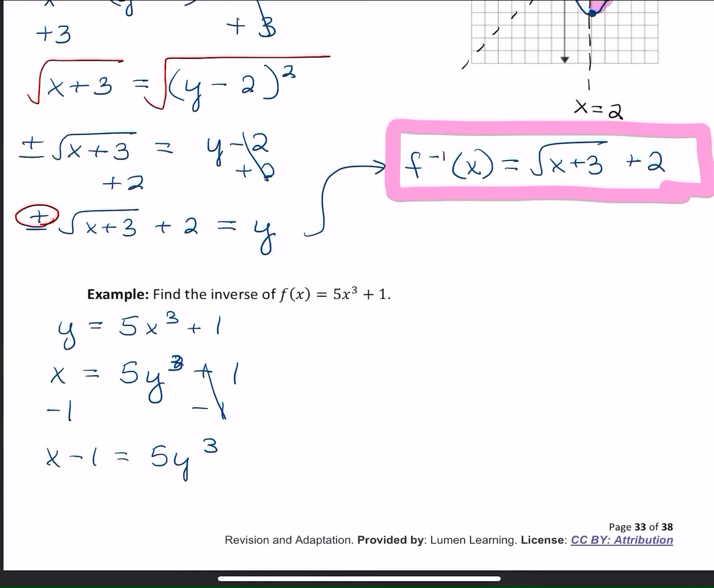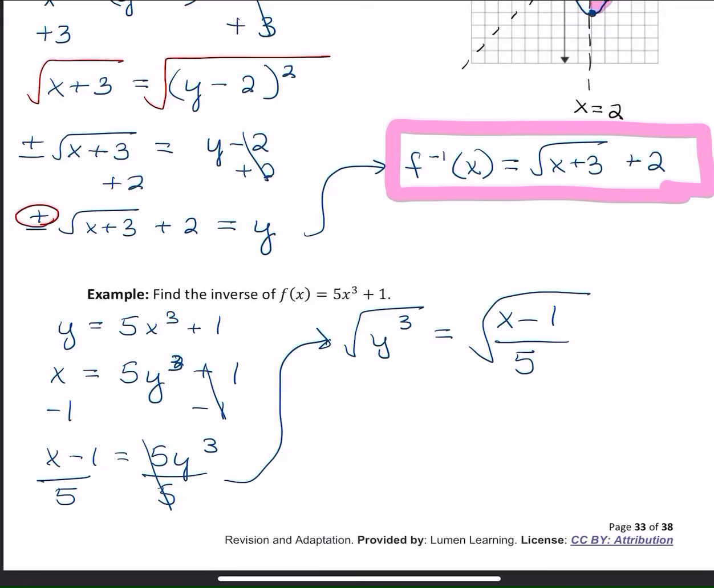And then I'm going to divide by 5. And that'll leave me y cubed equals x minus 1 over 5. And then I'm going to take the cubed root of both sides. And I'm taking the cubed root because my degree is 3. So when I want to undo that, that's just going to leave me y. And then I've got the cubed root of x minus 1 over 5.